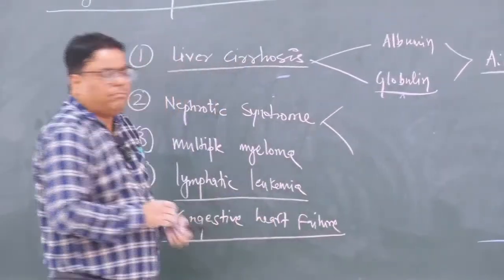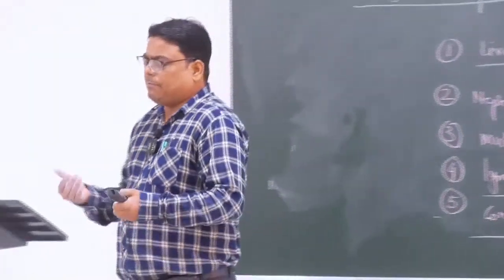In nephrotic syndrome, as I already told you in the class if you attended, during proteinuria, albumin is secreted out in the urine. So due to this, there is also loss of proteins through the urine.